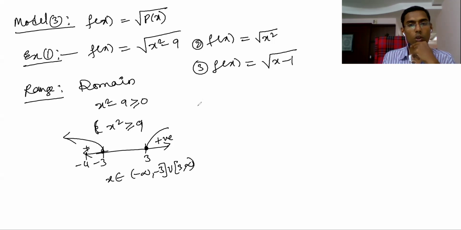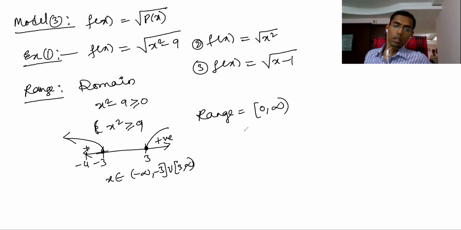So range, now you have to find out the range. How do you find the range? That means you have to start by putting in values. If you put x value 3, it becomes 0. If you put x value 4, it is more than 0. So like that, 0 to infinity is what you get. Range is simply found like this.